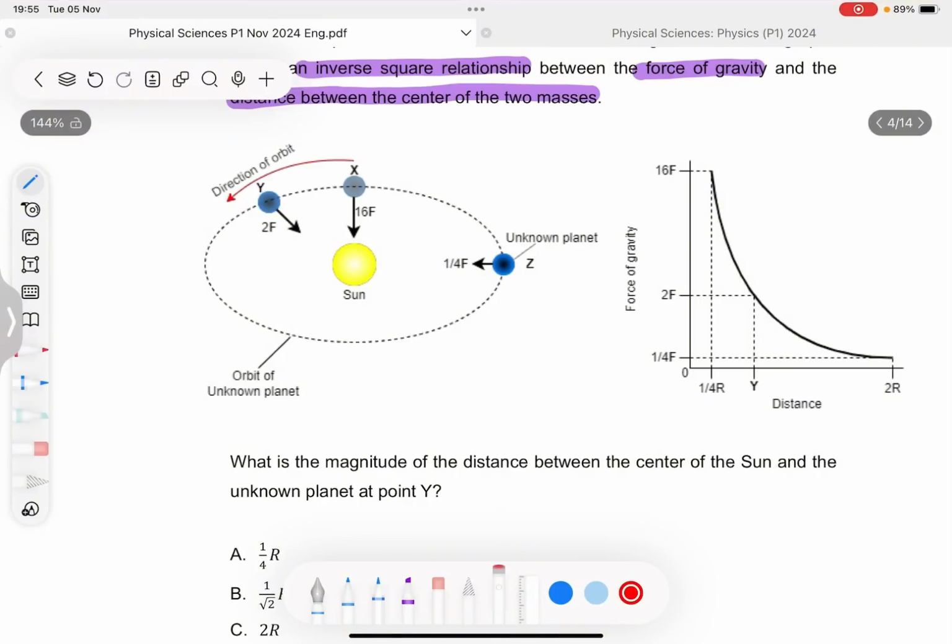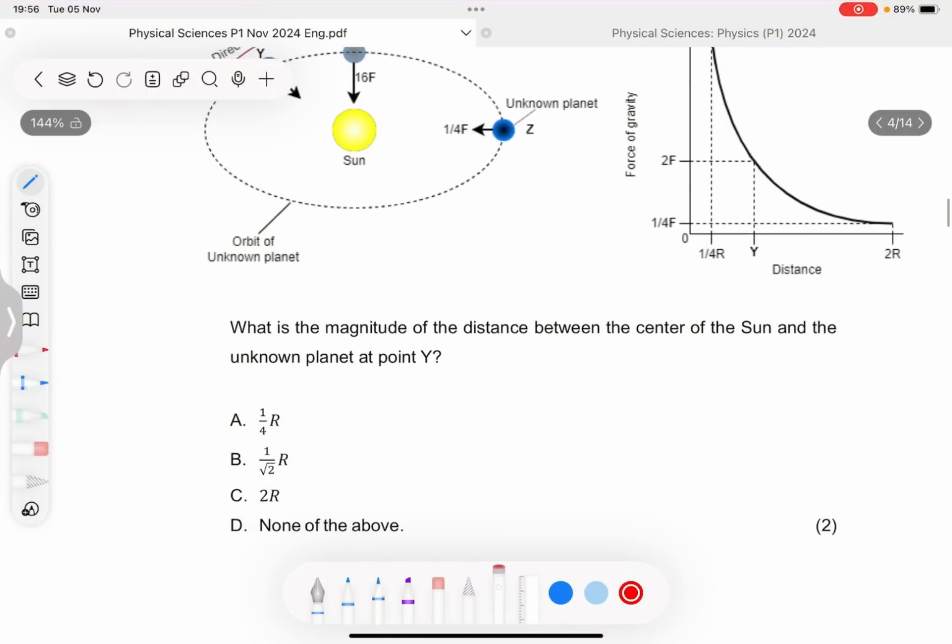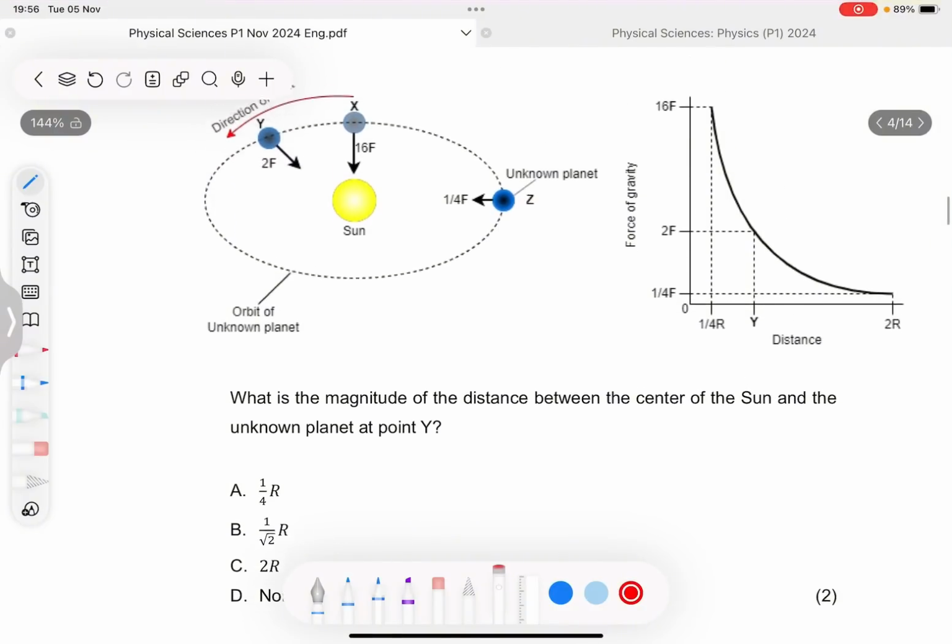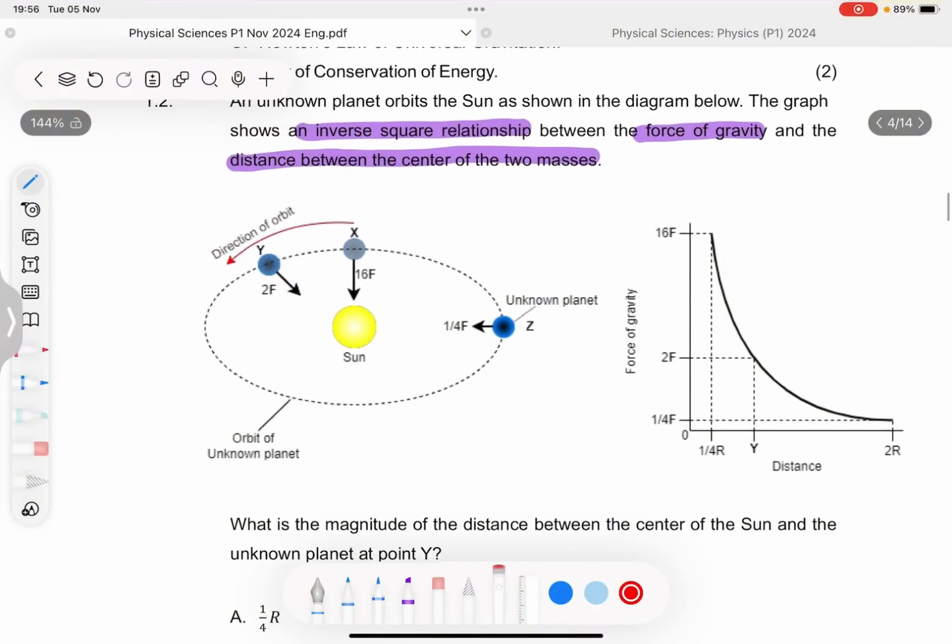Now they say here, what is the magnitude of the distance between the center of the sun and the unknown planet at point Y? So when this unknown planet gets to point Y, what is the distance there? We're looking for the distance r here. What is the distance here? Right? They've given us a couple of options here that we'll have to look at.